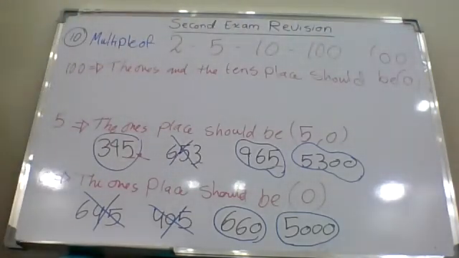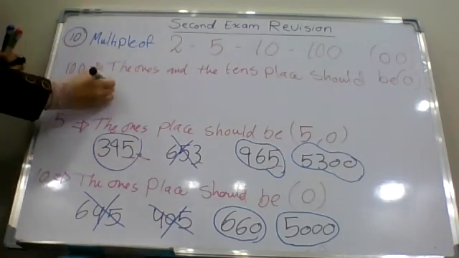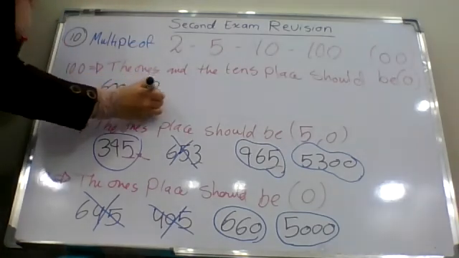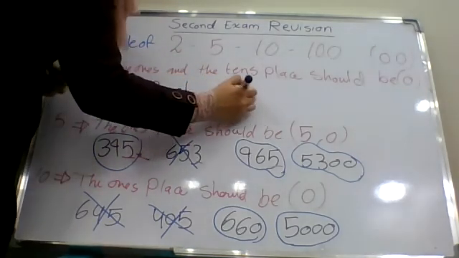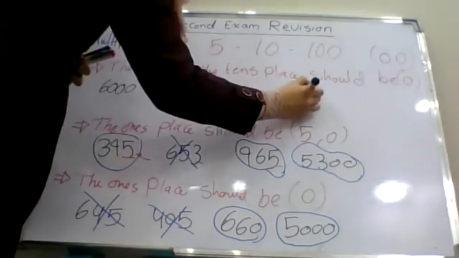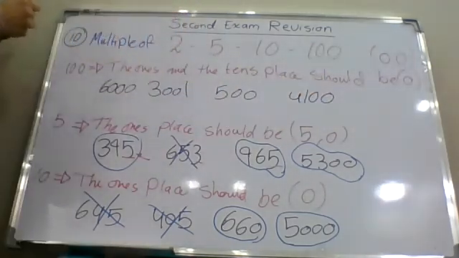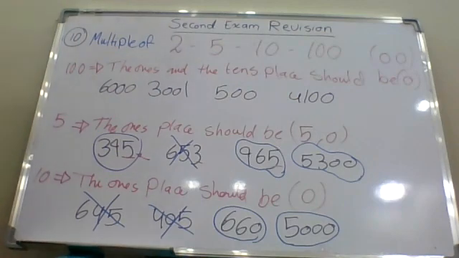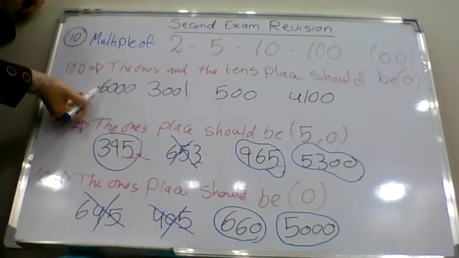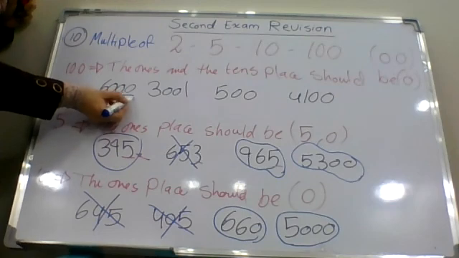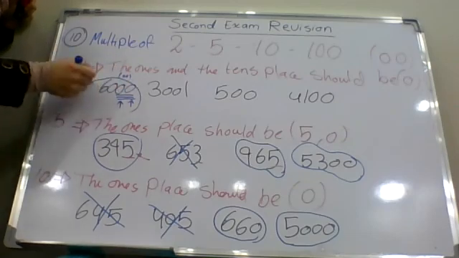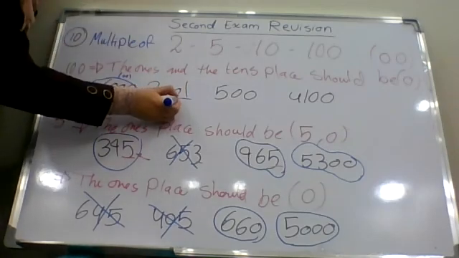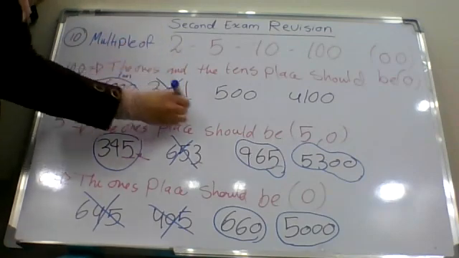Okay, let's write some examples. Like I have 6,000, and I have 500. Which numbers are multiples of 100? This number, is it a multiple of 100? Look at the last two digits, the ones and tens places. They should be 0, 0. Are they 0, 0? Yes, so it's a multiple of 100. The last two digits, are they 0, 0? No, so this is not a multiple of 100.